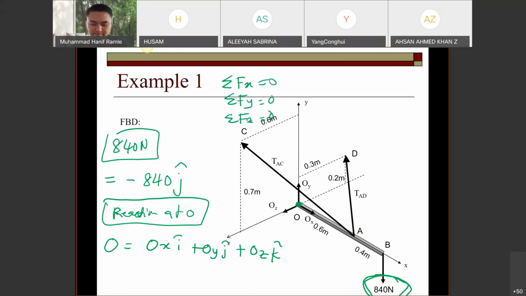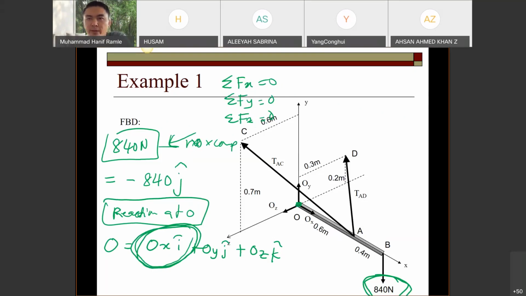Let's say you are taking sum of Fx equal to 0. So you add all the x components for O and for this one. Since this one has no x component, no need to add it. And then TAC, we do have an x component as well.